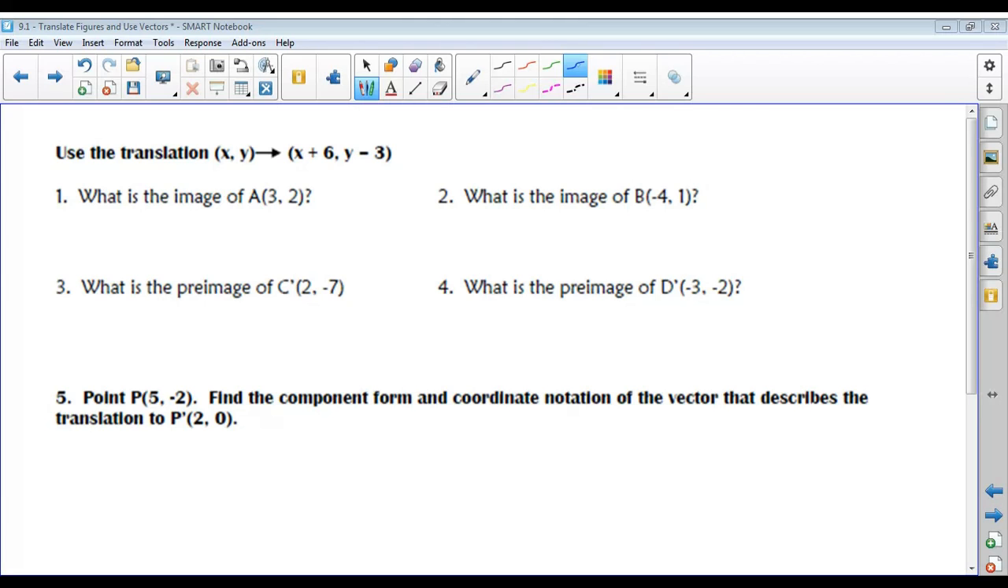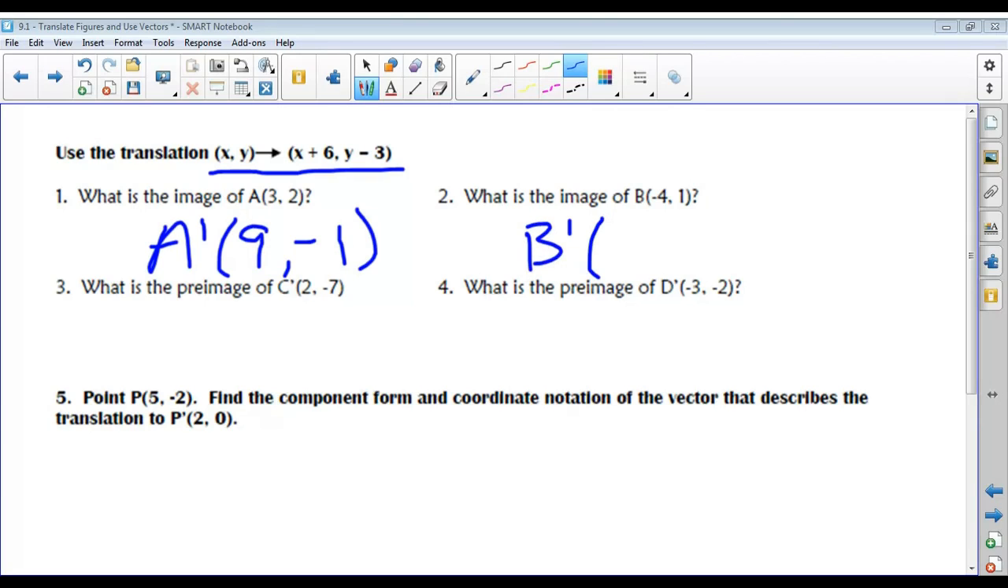Okay, so number 1, it says the point A, which is 3, 2, gets transformed using this translation. What is the image? So A prime would be 9, negative 1, if you add 6 to the x value and subtract 3 from the y value. Same thing on 2. B prime would be 2 and negative 2. Okay, 3 and 4 are a little different. It's saying what's the pre-image if you know the image.